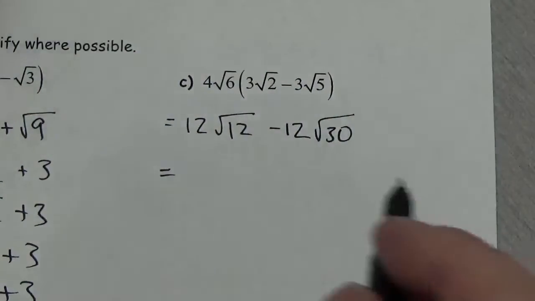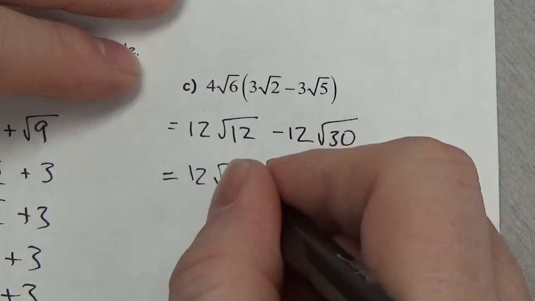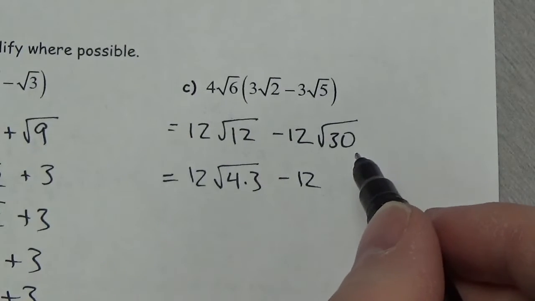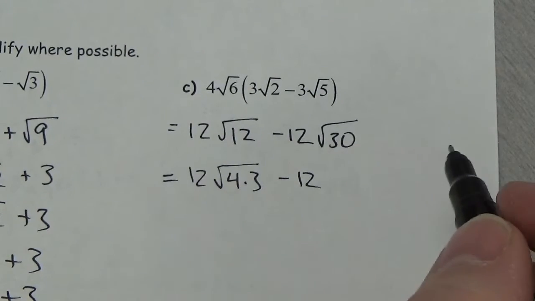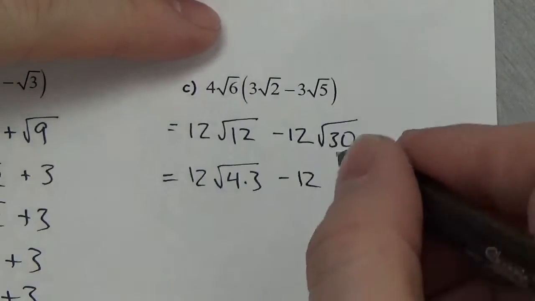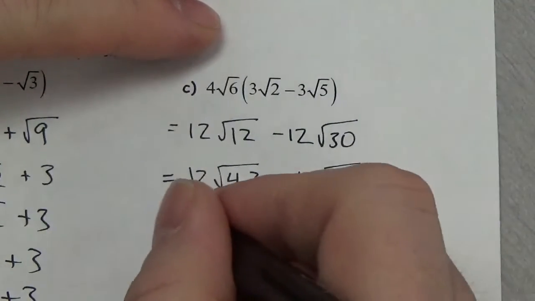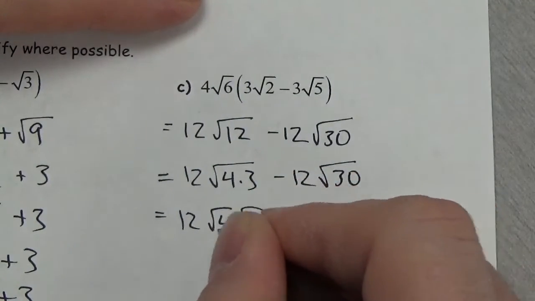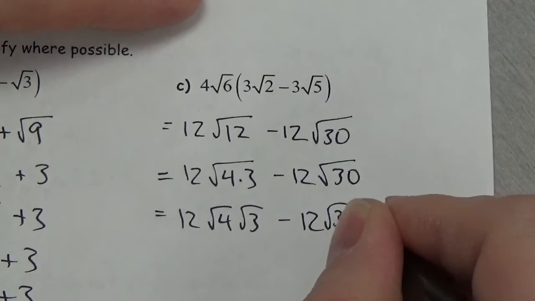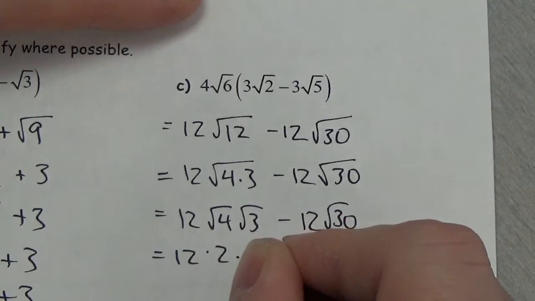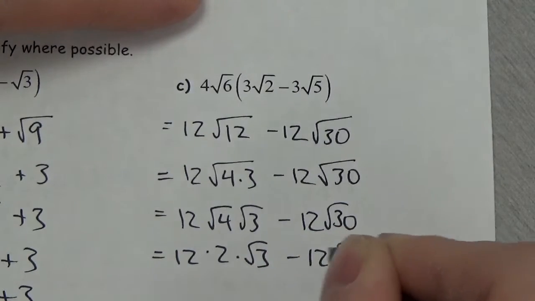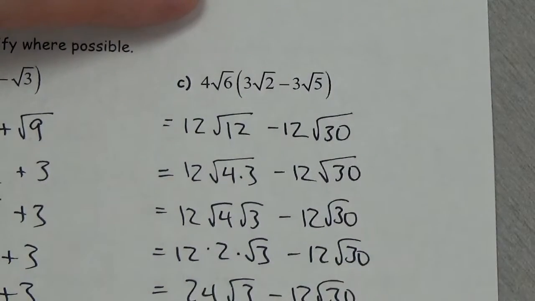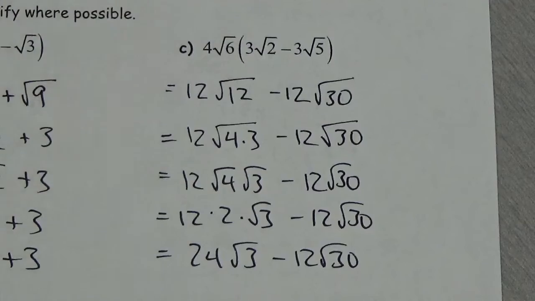And now it's a matter of simplifying. Well, I know that 12 has a factor of 4 in it. But 30 has no perfect square that's a factor of 30, so I'm going to have to leave that as root 30. Here, though, that root 4 can sit there, and I'm going to turn that into a 2 in just a second. And so this will become 12 times 2 times the square root of 3 minus 12 root 30. And so 24 root 3 minus 12 root 30. And there you go.